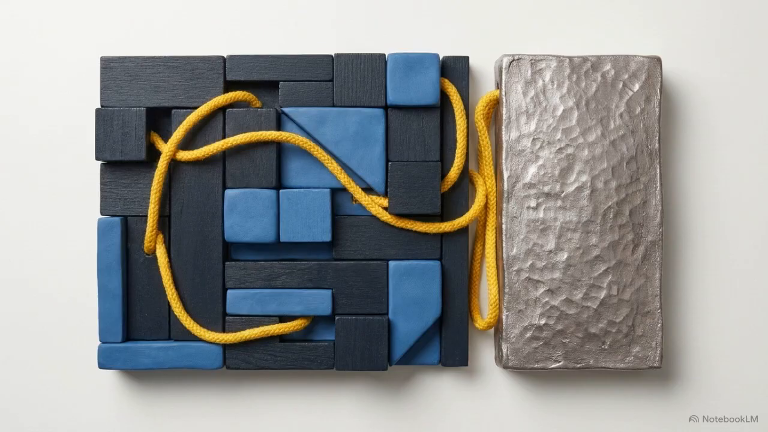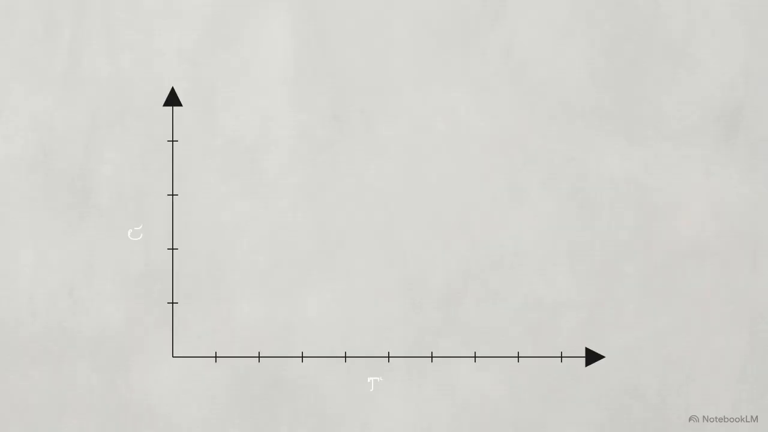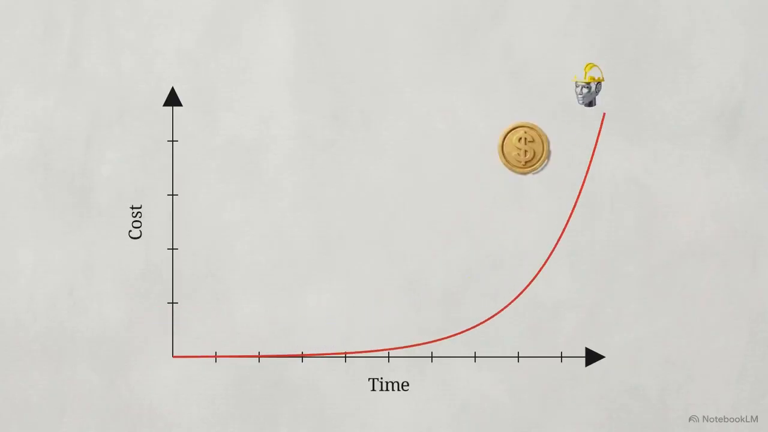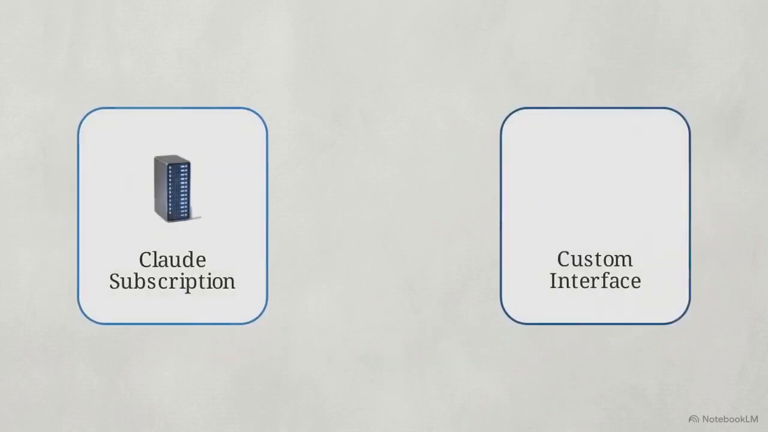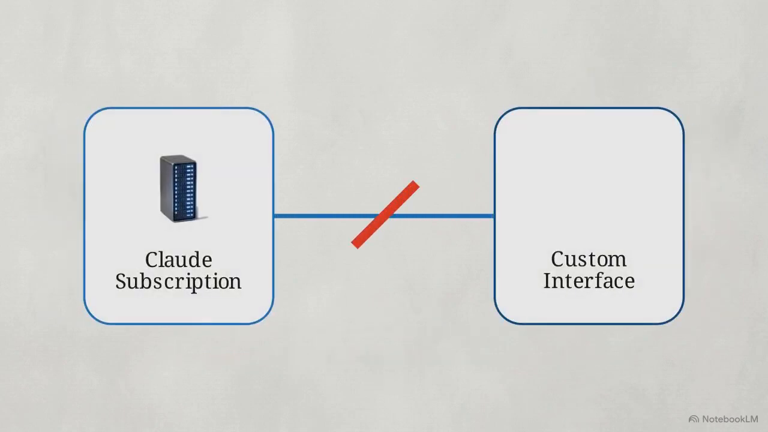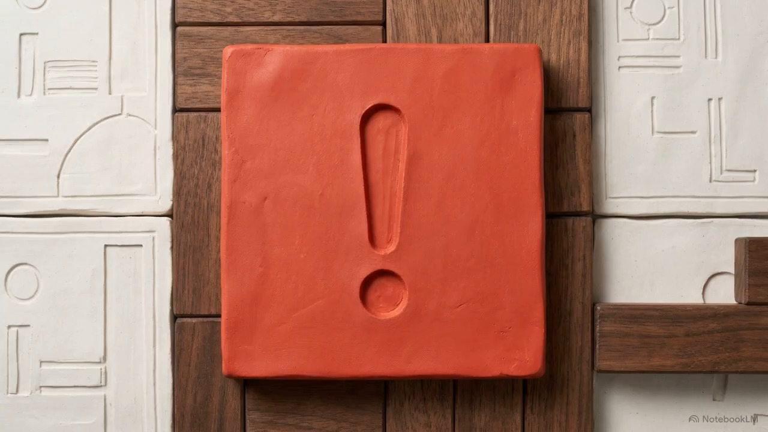The obvious fix is to build your own dashboard and plug Claude straight into it using an API. This chart tracks API costs. With autonomous agents looping, you pay for every token. Costs stack up fast. A standard Claude subscription avoids this. The flat fee caps your costs completely. However, infrastructure blocks plugging a consumer subscription directly into a custom interface, so you're stuck.